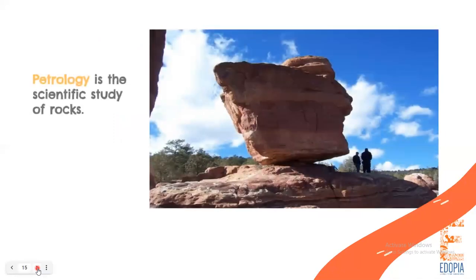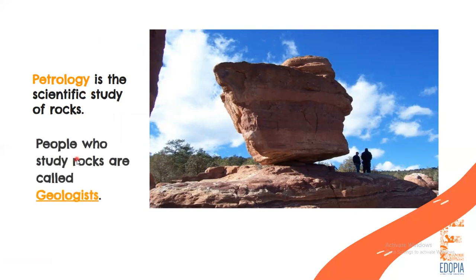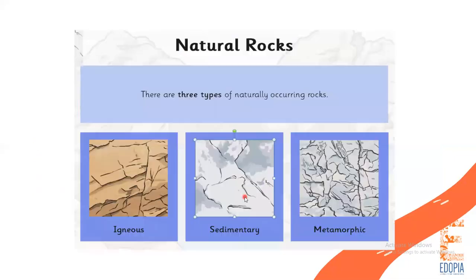Now, you know what the study of rocks is called? The scientific study of rocks is actually called petrology. Whereas the people who study different types of rocks and try to figure out how long they have been there, and different things about them, are called geologists. Now I want you all to look at this picture. What do you think it's called? So this is actually a balanced rock and it stands in the Garden of the Gods Park in Colorado Springs.